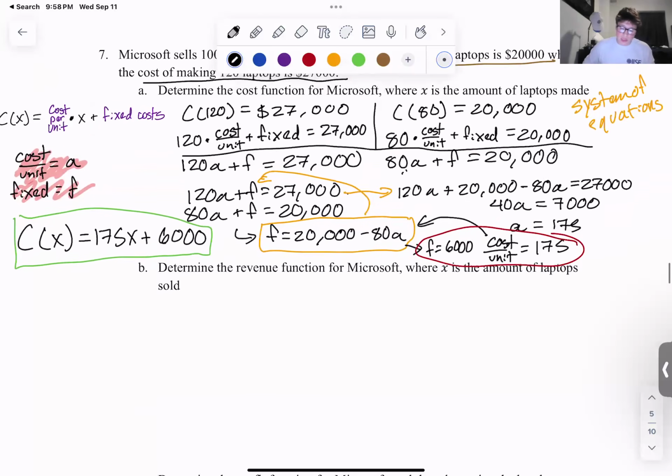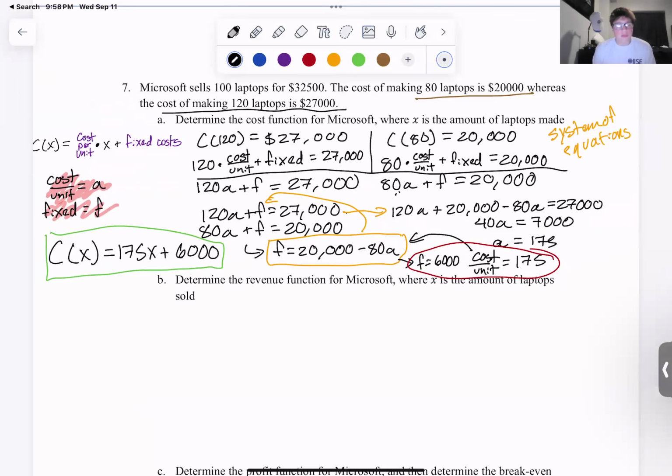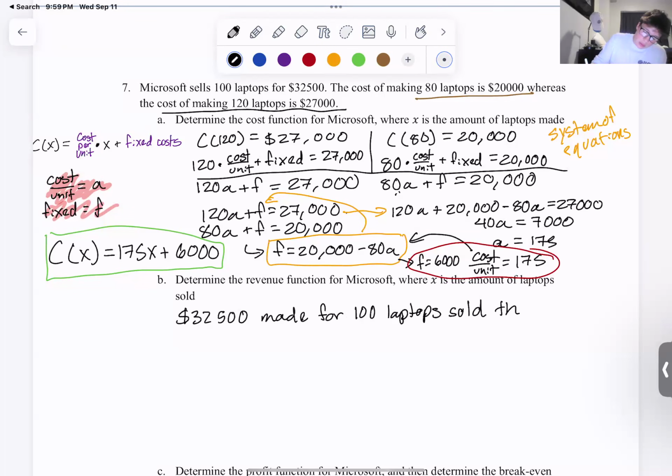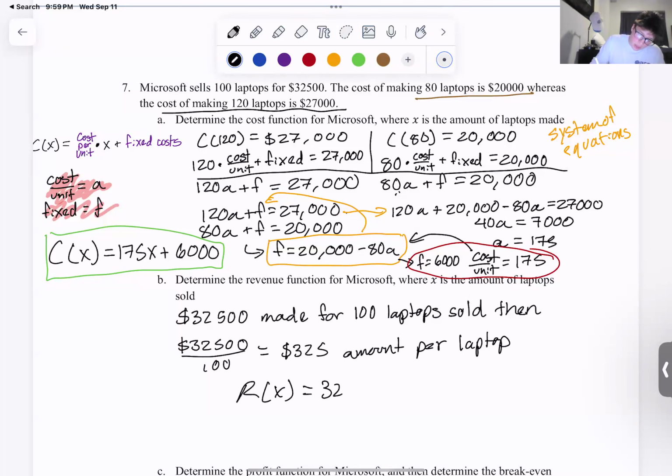Part B, determine the revenue function where X is the amount of laptops sold. Well, this one's pretty straightforward. If you make 32,500 for 100 laptops sold, then the amount that you make per laptop is 32,500 divided by 100, which is 325. And when you have that amount, your revenue function is super straightforward. R of X is going to equal 325X. It's literally just that, because that's multiplying the amount per laptop times the amount of laptops you sell.